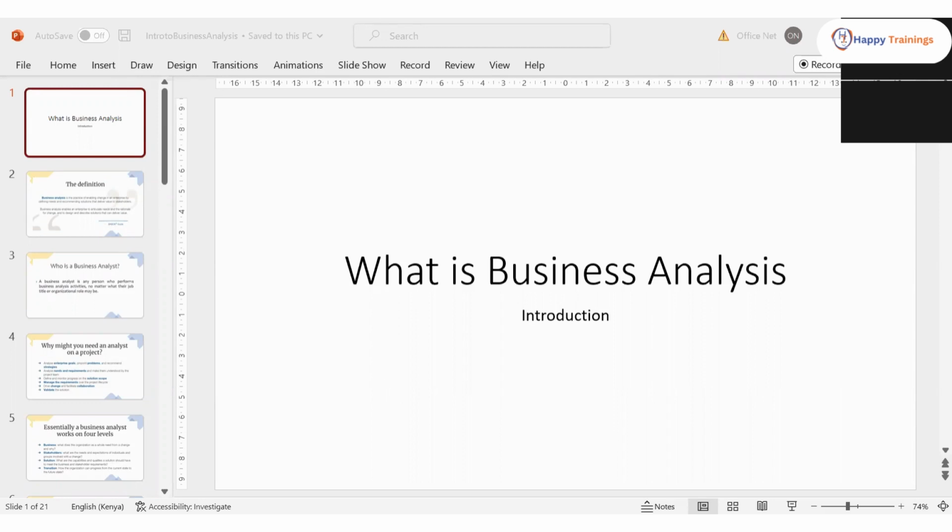Myself, Sushant Singh. I have 10 plus years of experience as a business analyst. I'm a BTech plus MBA, and I have experience working in various domains, especially the healthcare and insurance domain.